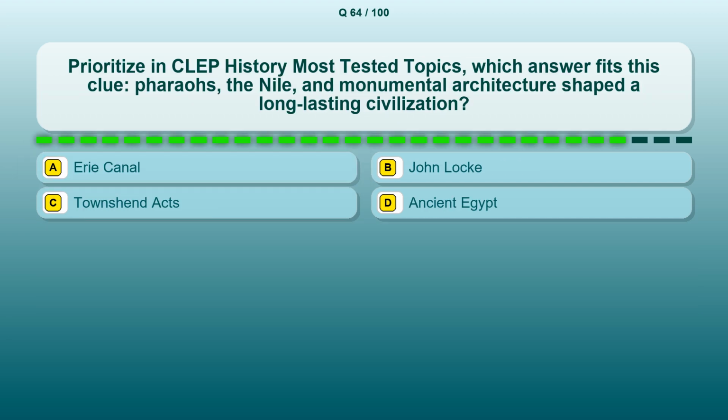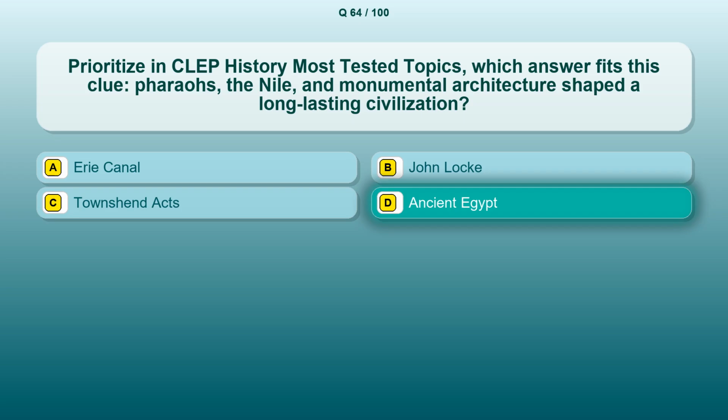Question 64. Prioritize in CLEP history most tested topics. Which answer fits this clue? Pharaohs, the Nile, and monumental architecture shaped a long-lasting civilization? Option A, Erie Canal. Option B, John Locke. Option C, Townshend Acts. Option D, Ancient Egypt.